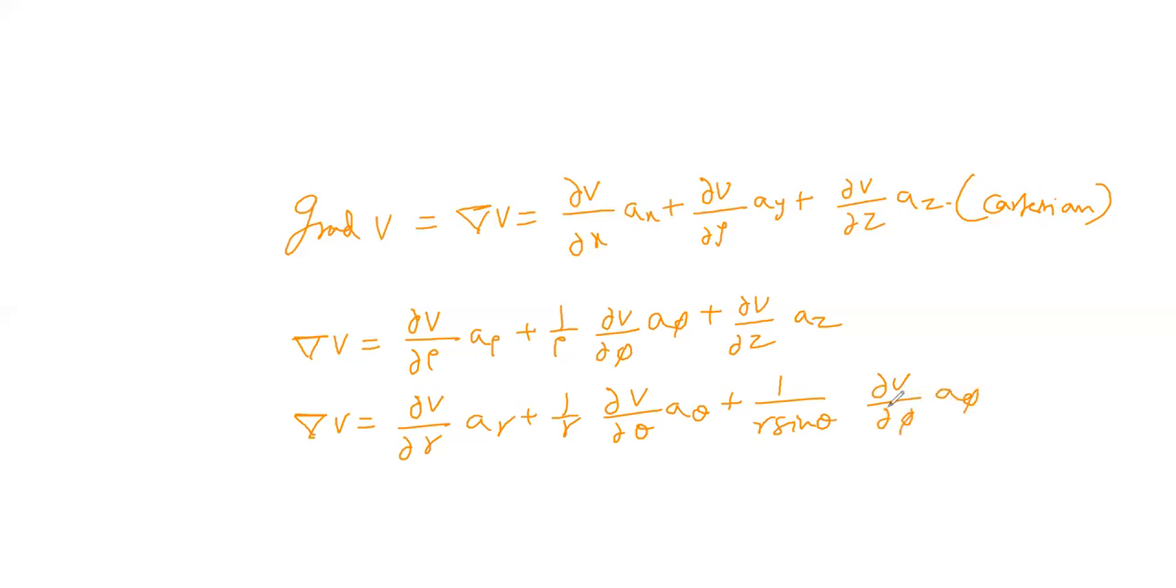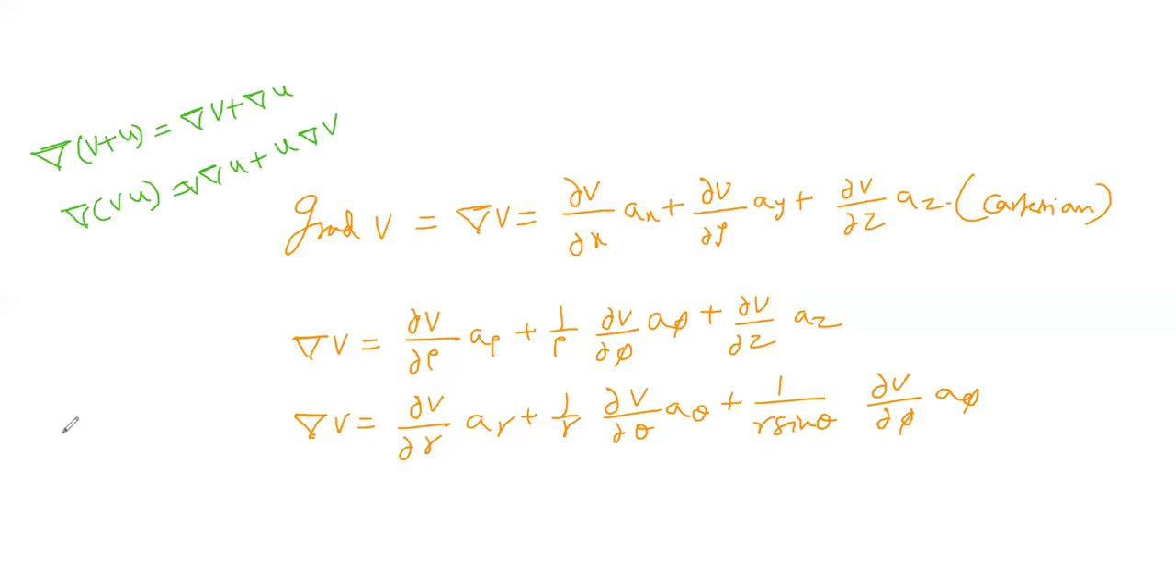We can also have relations with respect to the del operator. There are some properties we can write; let's look into those also. Del of (V plus U) equals del V plus del U, and del of (V U) equals V del U plus U del V. In this way also we can write. Here V and U are scalars.